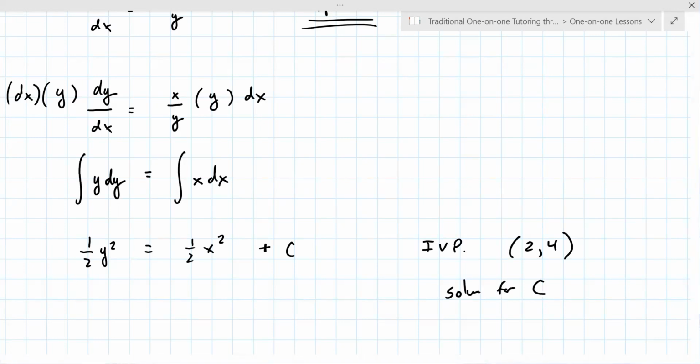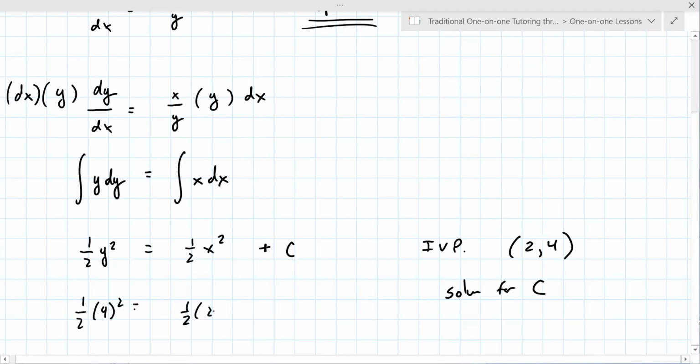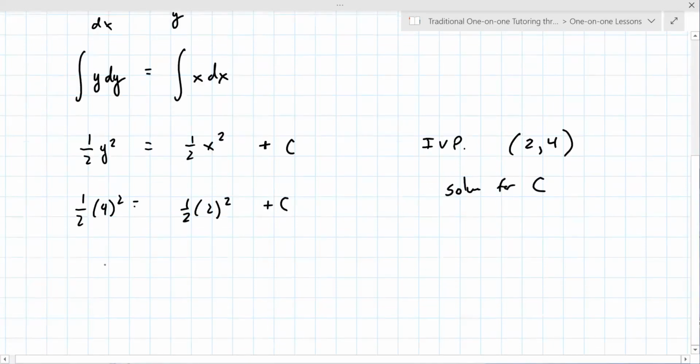So you plug in the x and y. It's 4 squared over 2 equals 2 squared over 2 plus c. So that's 16 over 2 is 8, 4 over 2 is 2, so 8 equals 2 plus c. C equals 6. Then you have to rewrite this line right here.